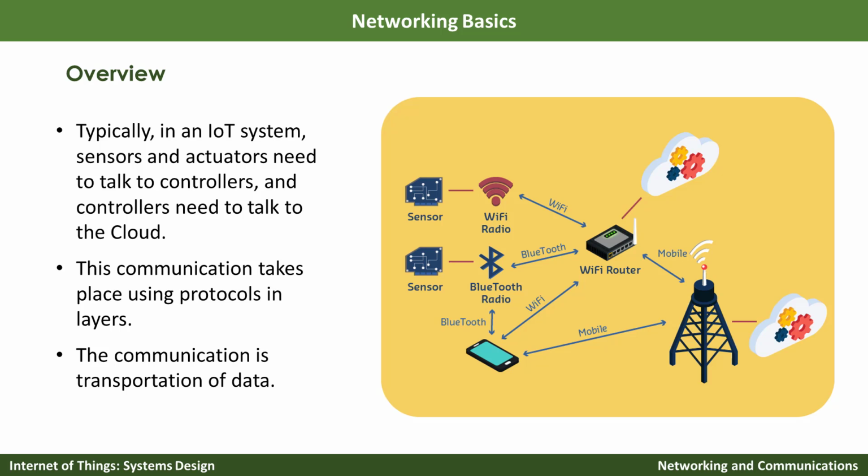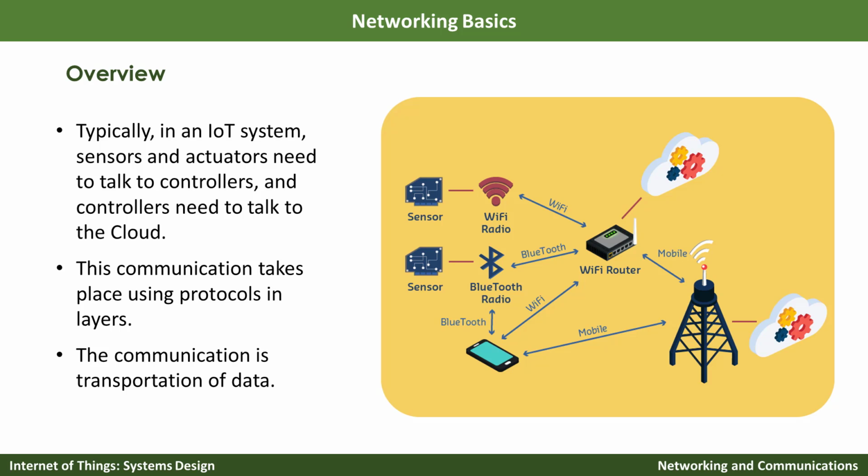Typically, an IoT system comprises sensors, actuators, and a control unit. Both sensors and actuators need to talk to the controller, which may be on premises or somewhere in a remote place. So communication needs to take place between these components. We use different types of protocols in multiple layers to make this communication happen.